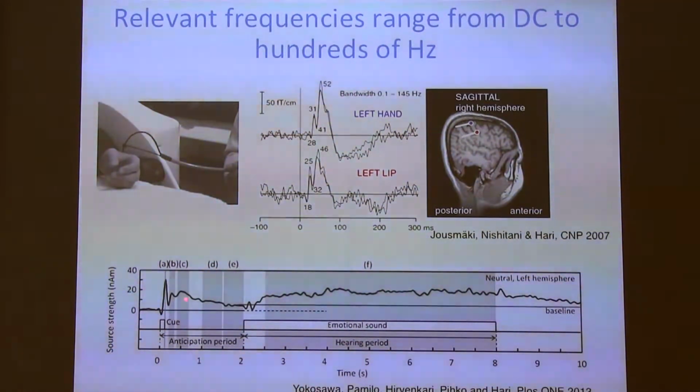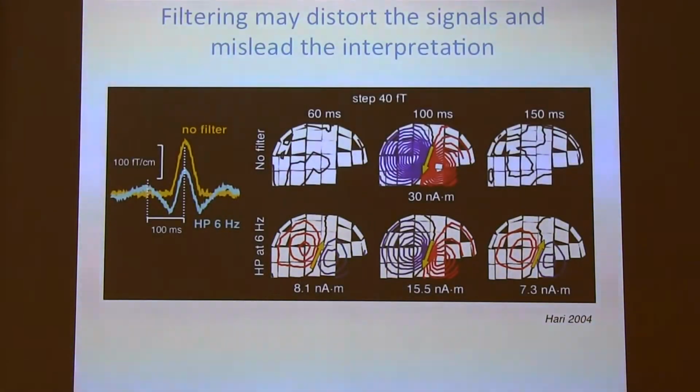And this is a DC recording, and you see that this sustained field stays there all the time. This is a simple thing, but many people often neglect it: the filtering. Even if you go to 1 hertz or even higher, it really distorts the interpretation, because users don't necessarily understand what it means that you have filtered the signal.